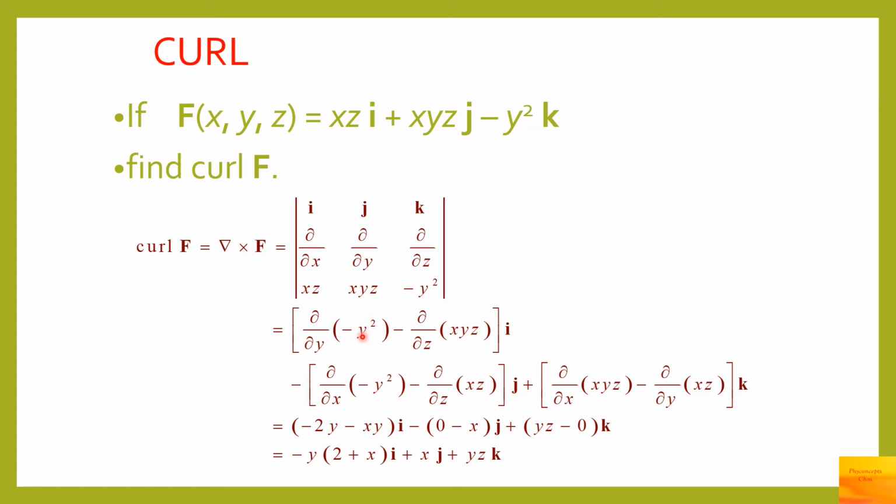Differentiation of y square is 2y, so minus 2y, minus, differentiating with respect to z, xy. So minus 2y minus xy into i cap. Minus, here there is no term of x, so the differentiation is 0, minus, differentiating with respect to z, you get x. And with respect to x we get yz, and here there is no term of y, so the differentiation is 0. So the final answer we get is minus y(2 plus x) i cap plus x j cap plus yz k cap.